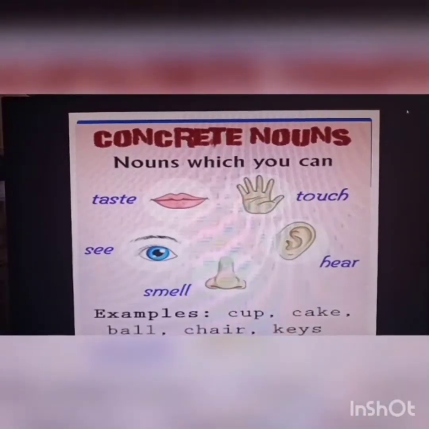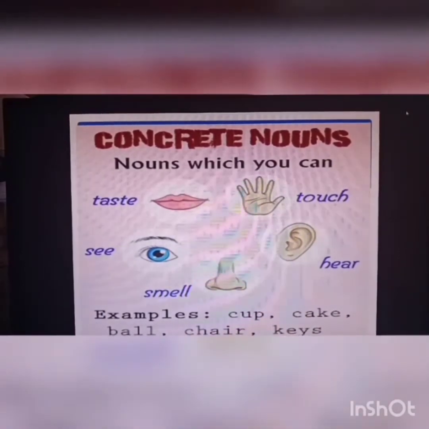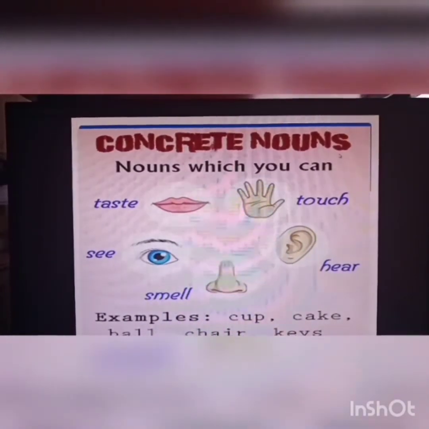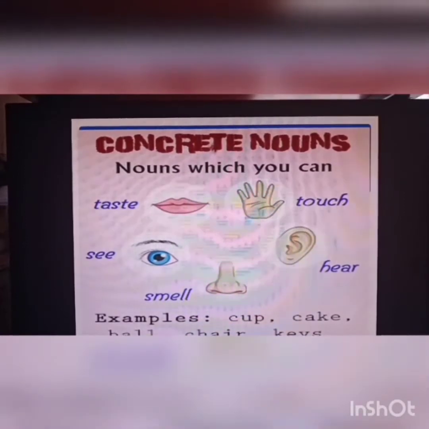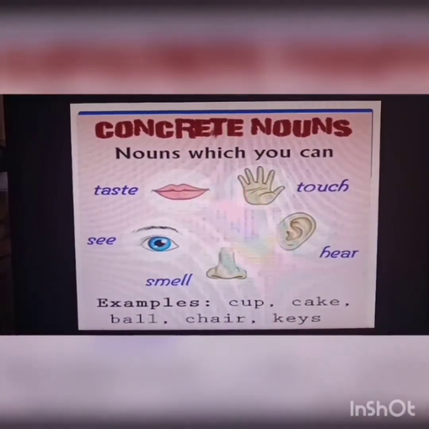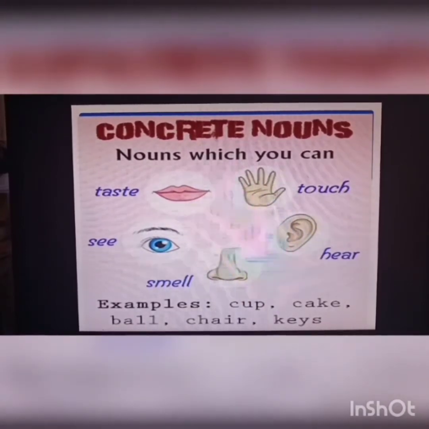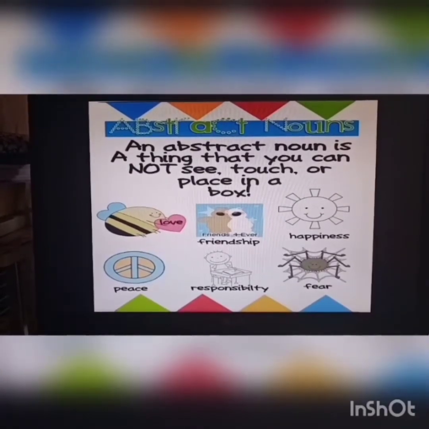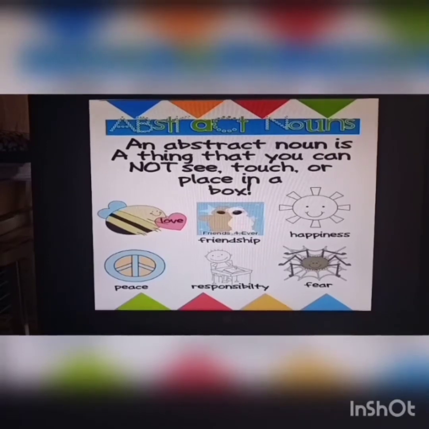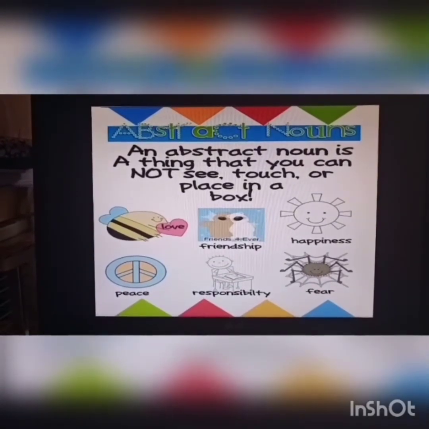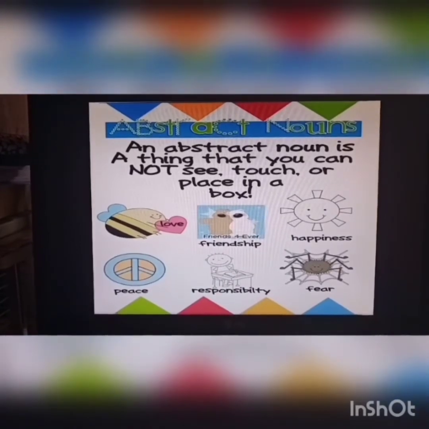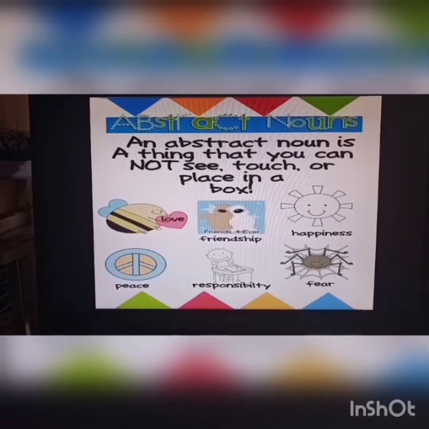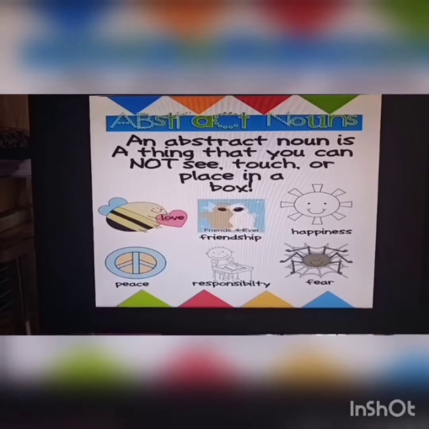Concrete nouns, деректі зат есімдер. Concrete nouns are nouns which you can taste, touch, see, smell, hear. For example, cup, cake, ball, chair. Abstract nouns, дерексіз зат есімдер. An abstract noun is a thing that you cannot see, touch, or place in a box. For example, love, friendship, happiness, peace, responsibility.